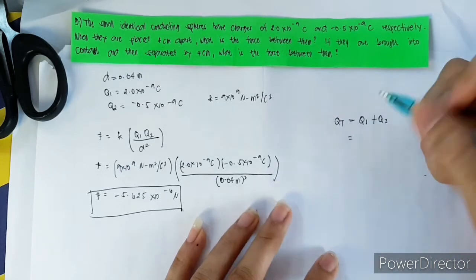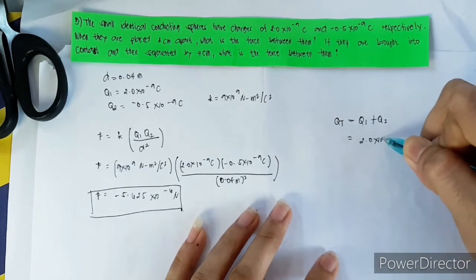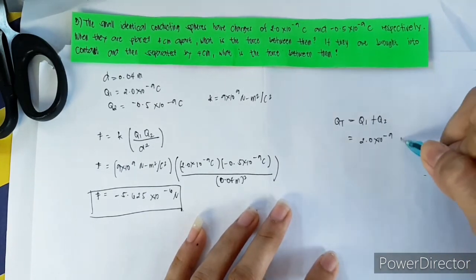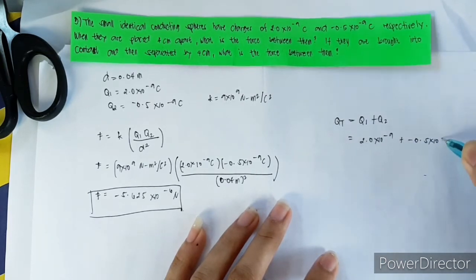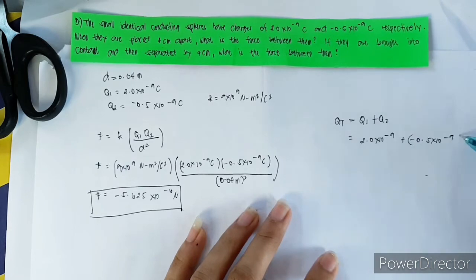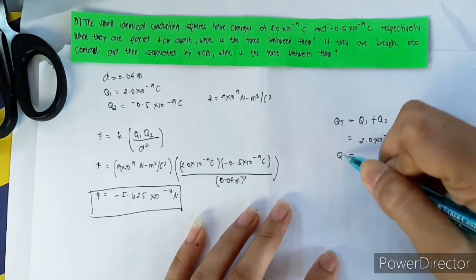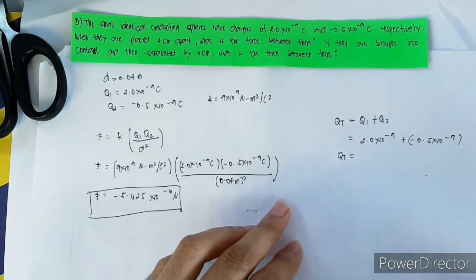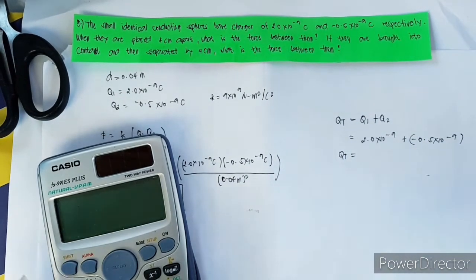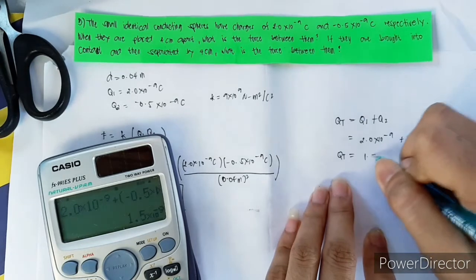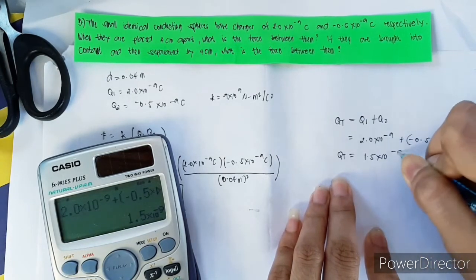So our Q1, which is 2.0 times 10 raised to negative 9, plus negative 0.5 times 10 raised to negative 9. So the value of our total charge will become 1.5 times 10 raised to negative 9.